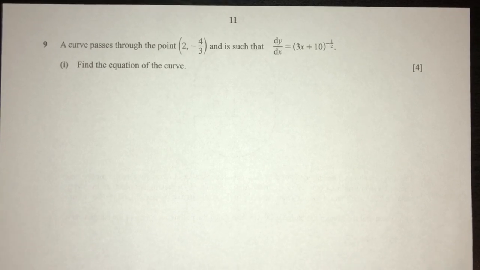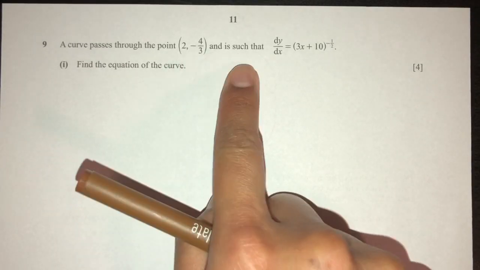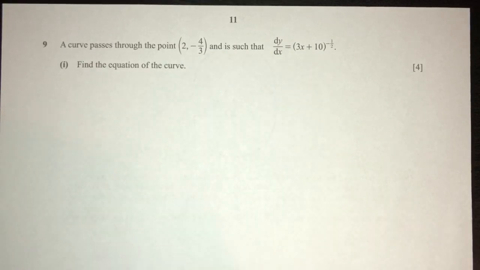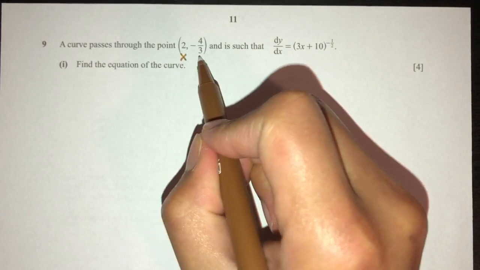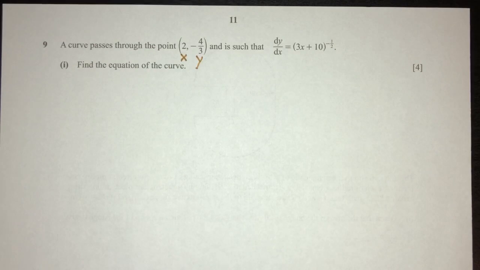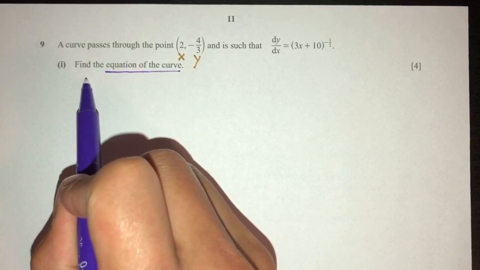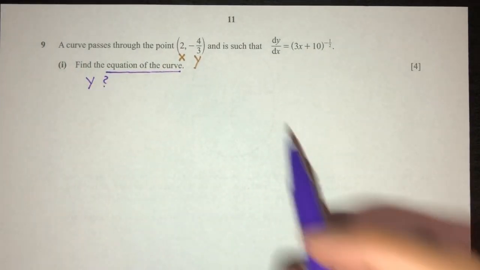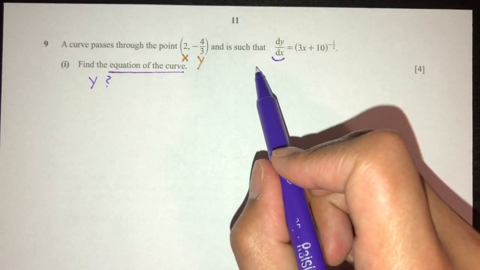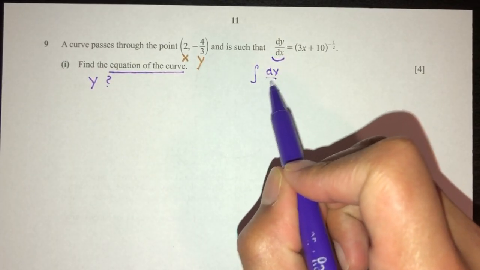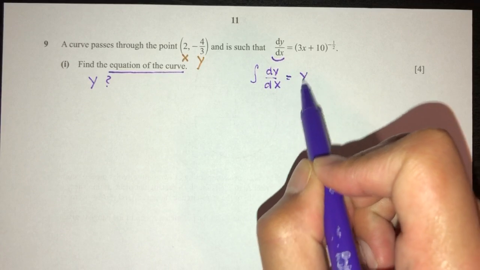A curve passes through the point and is such that dy by dx equals this. This is your x and your y. Part 1 is to find the equation of your curve. So what does it mean? It is to find the value of y. So from dy by dx, how do you find y? You have to integrate dy by dx to find y.